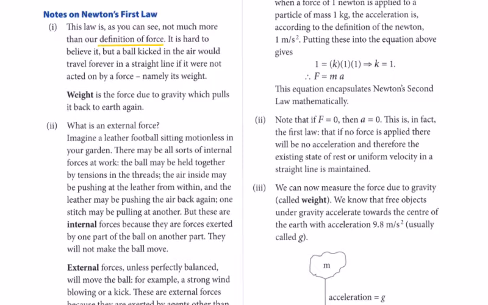It's hard to believe, but a ball kicked in the air would travel forever in a straight line if it were not acted on by a force. It's weight. So weight is the force due to gravity, which pulls it back to earth again. And we saw that in video 1, that definition of weight being the force that pulls something towards the center of the earth. So what about an external force?